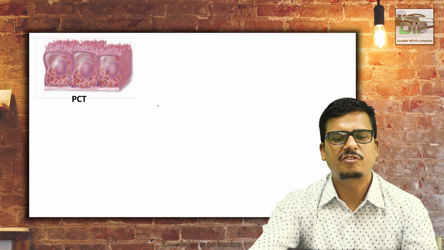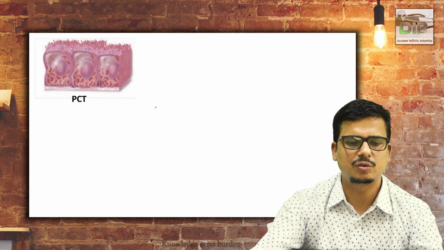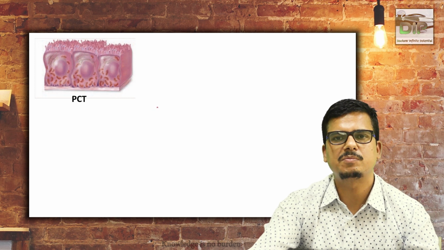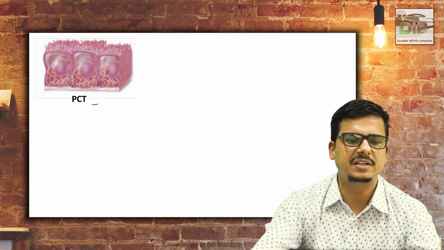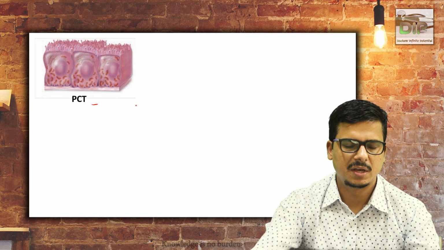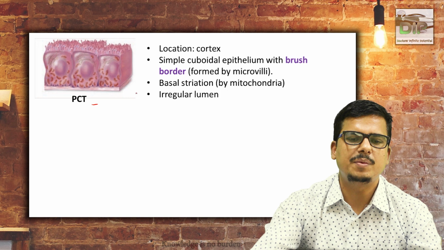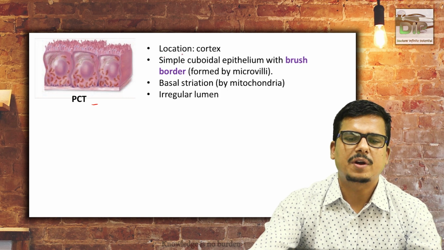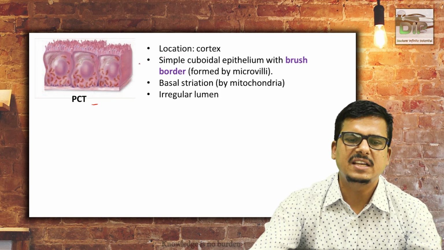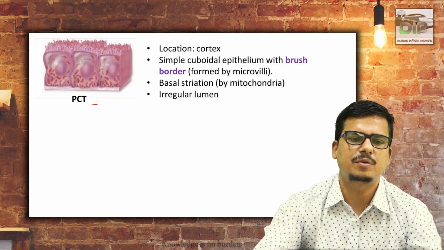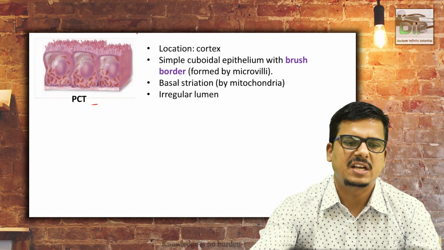Now we are going to follow the Bowman's capsule further. So Bowman's capsule has a urinary space that is formed between its two layers, and it is joined by the PCT or proximal convoluted tubule. If you see the histological features of this part of the renal tubules, first of all, it is located in the cortex. The lining epithelium is simple cuboidal epithelium with brush borders. These are the brush borders formed in the cells of the PCT.